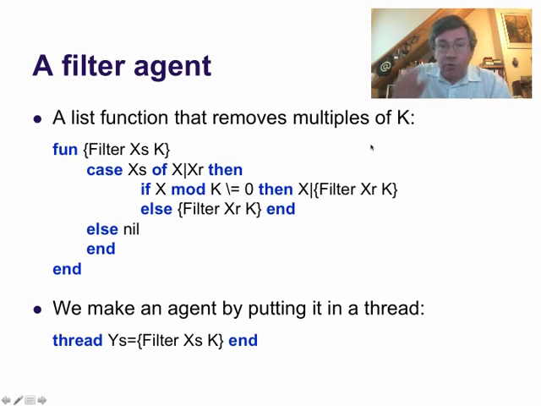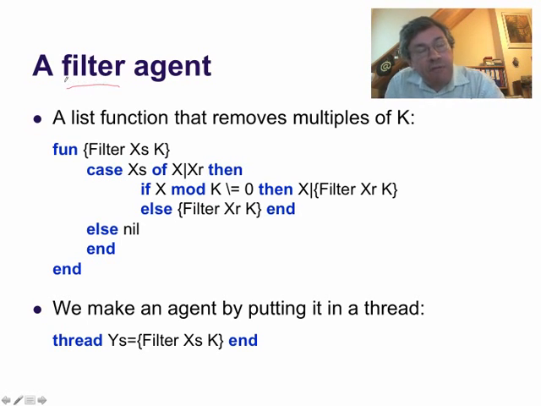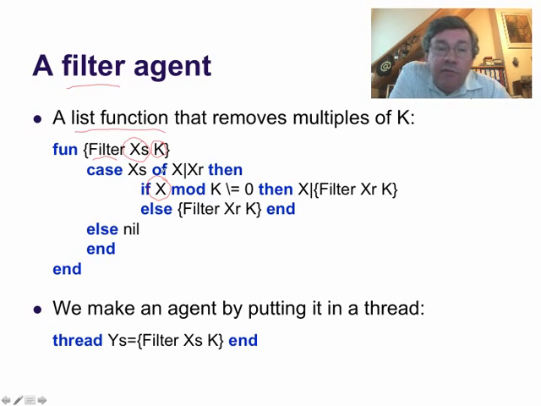The way it works, we first need to define these agents that remove multiples. So the filter agents. A filter agent, in fact, is just a list function that removes multiples of k. So we have here the function filter, which takes a list xs and a k. It then removes an element x from the list xs. It checks whether x mod k is different from 0. If it is, it passes it to the output. So the output is x followed by filter xr k, the recursive call. Otherwise, it's not passed to the output.